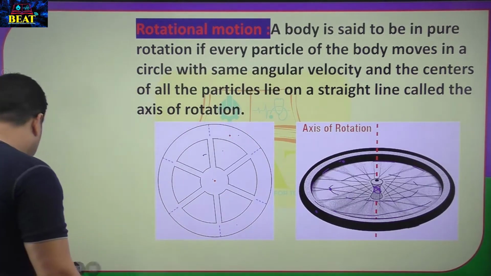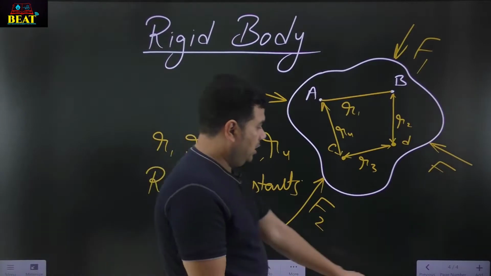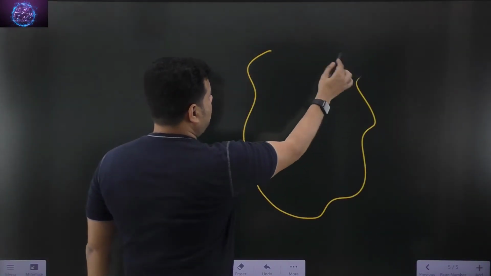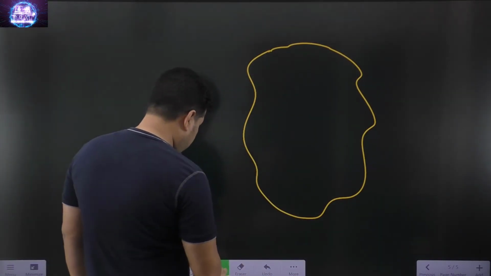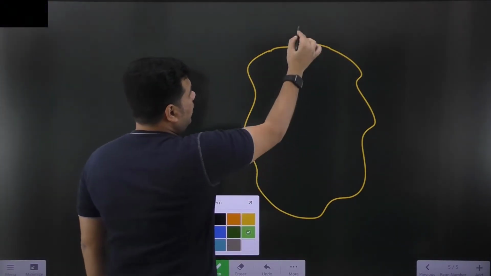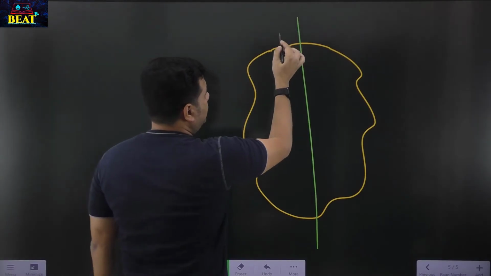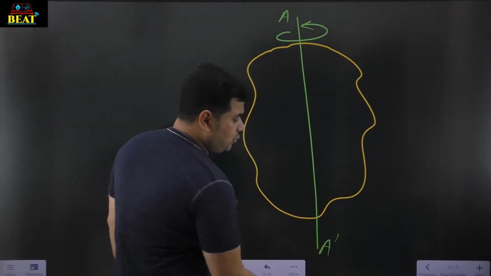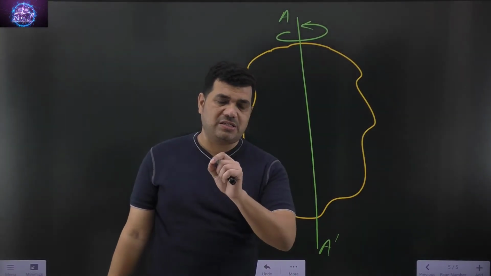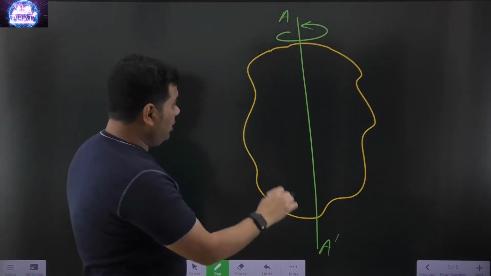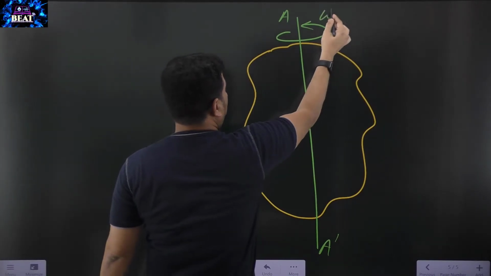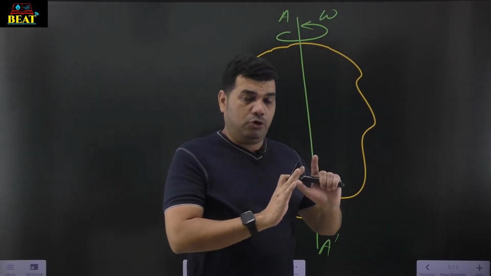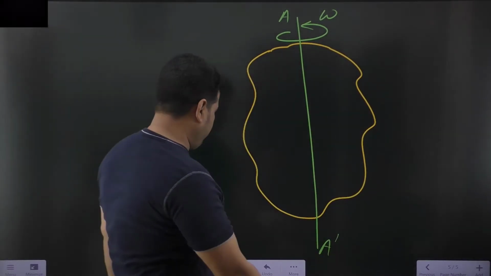Let me tell you something more about that. Another one. Suppose this is a rigid body, and this rigid body is actually moving about this axis. This axis is supposed to be AA dash. You can say AA dash is our different axis. And if they are revolving with some angular velocity, omega, this is the angular velocity. I will tell you about this angular velocity later on in this chapter.